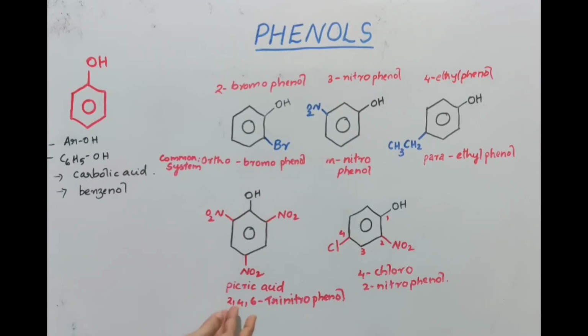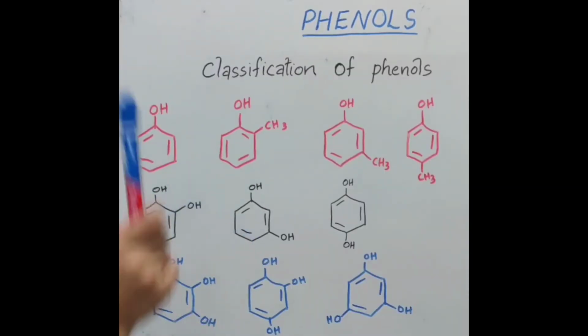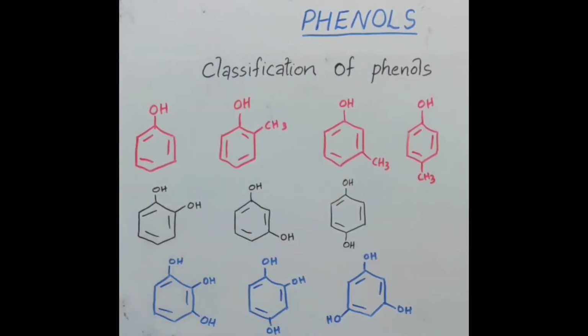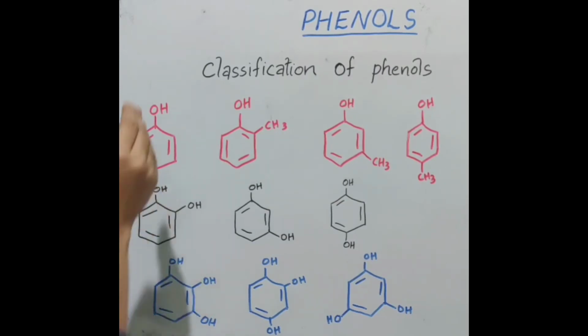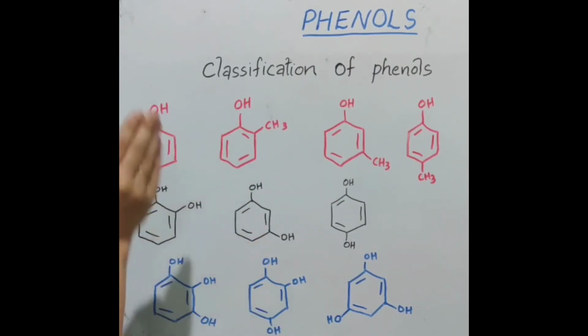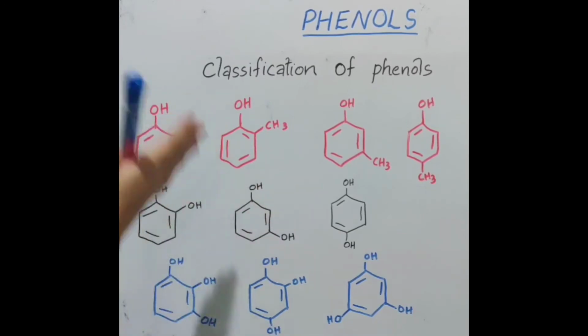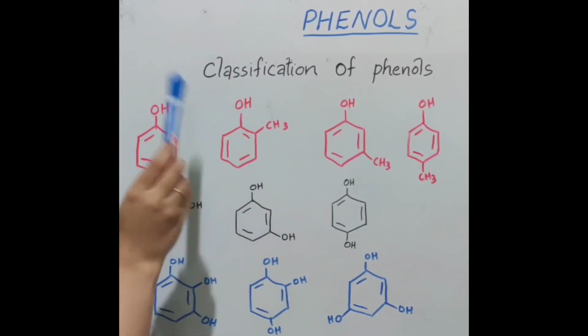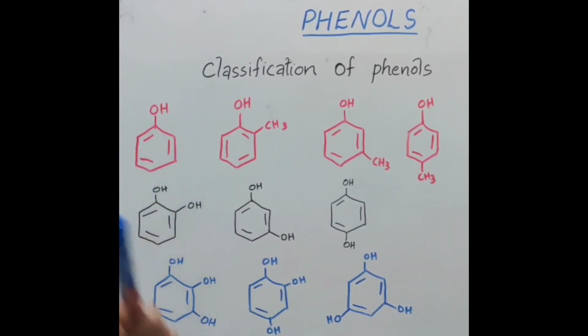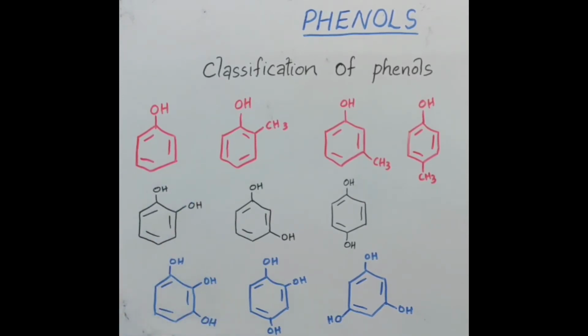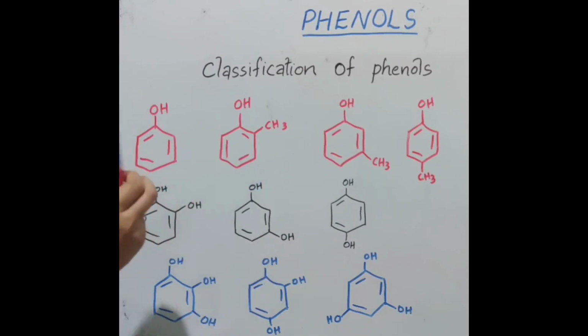Now, let us discuss the classification of phenols. Depending upon the number of hydroxyl groups present, the phenols are classified into 3 categories: monohydric phenols, dihydric phenols and trihydric phenols. Let us discuss the naming of these phenols.